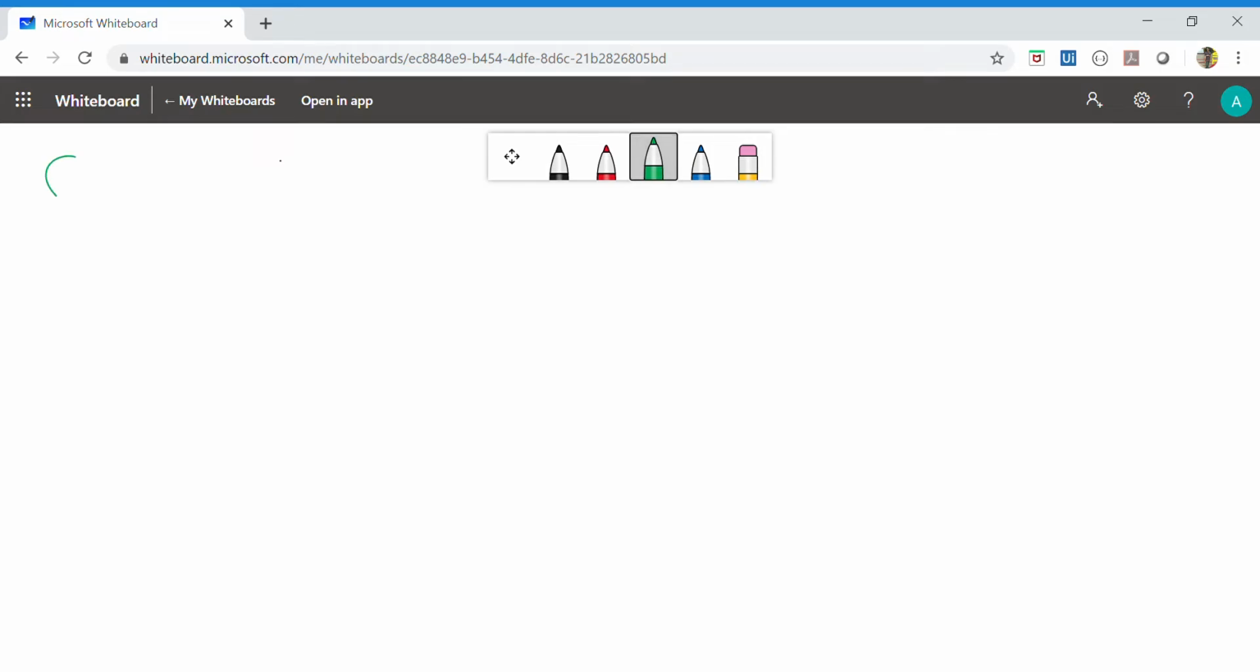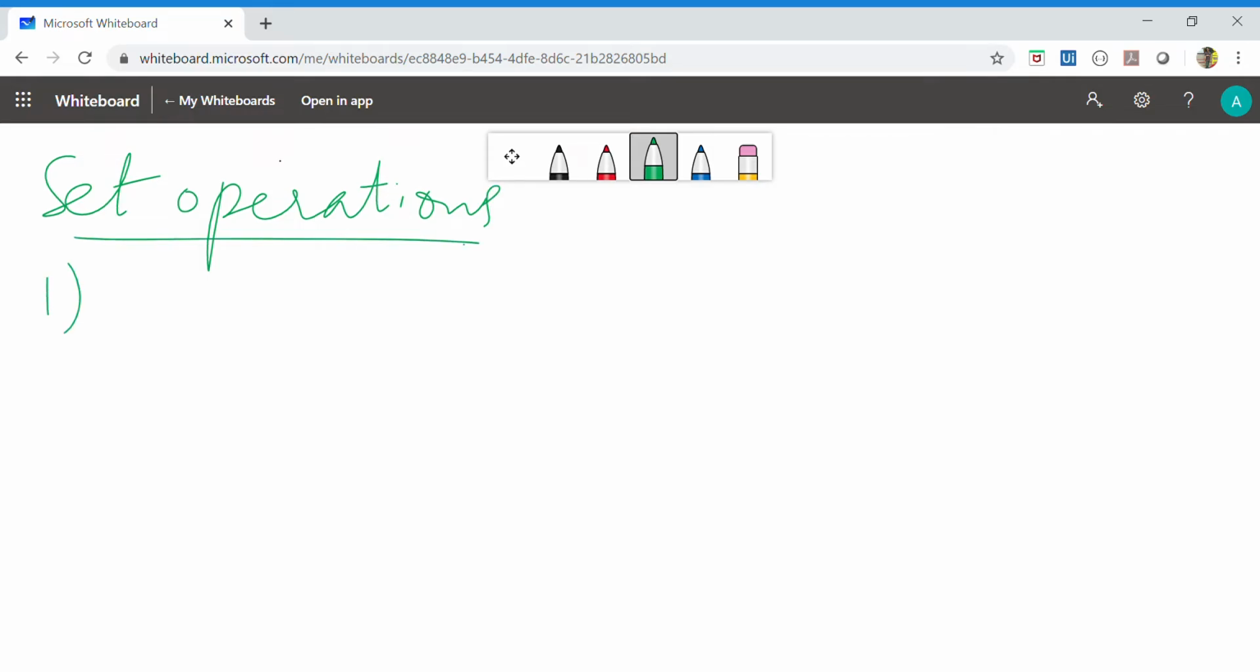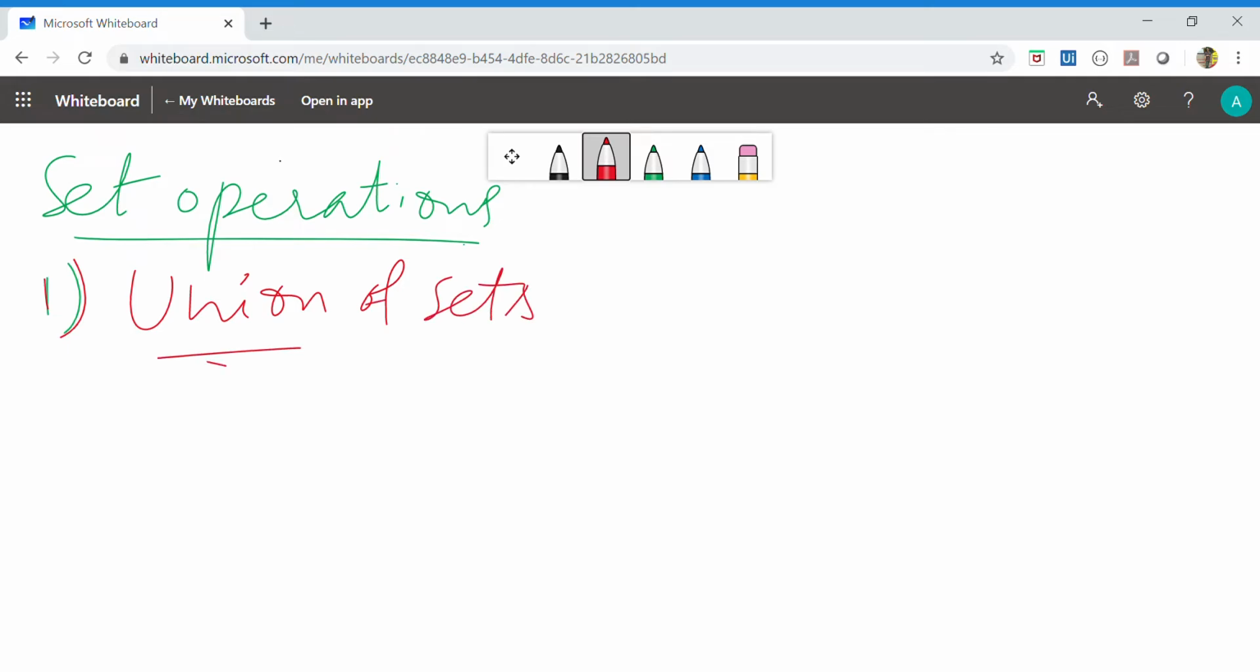Next, set operations. Set operations are of three types. The first one is union of sets. Union means the set of all elements in the given sets without repetition. The set of all elements in the given sets without repetition is called the union of sets.